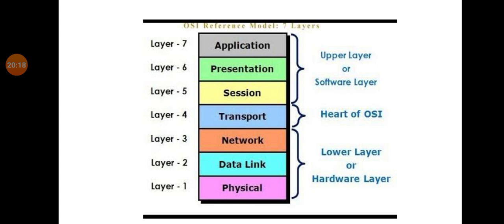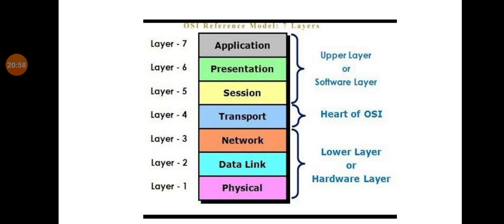Let's have a glance at another diagram of the OSI model. Here a total of 7 layers are there. The bottom 3 layers we consider lower layers, and we also call them hardware layers. The middle one is the 4th layer, the heart of the OSI model. Which layer is that? Yes, the transport layer. Then the above 3 layers we call upper layers or software layers, because they mainly deal with software work, and the bottom 3 layers deal with hardware work.